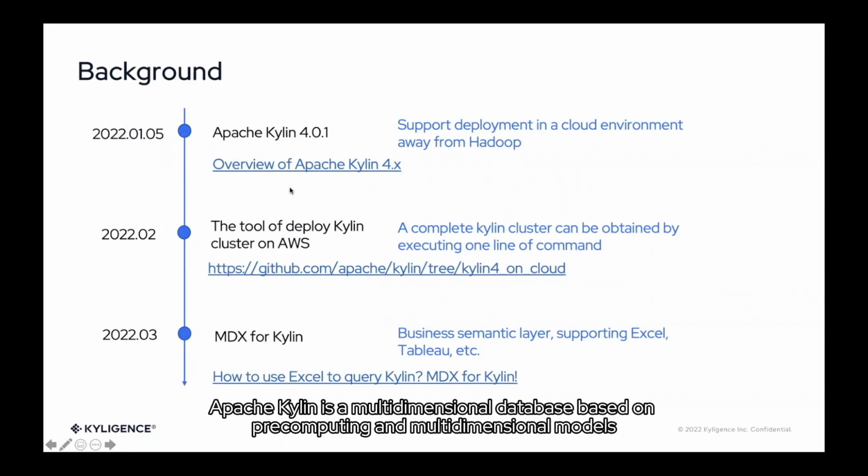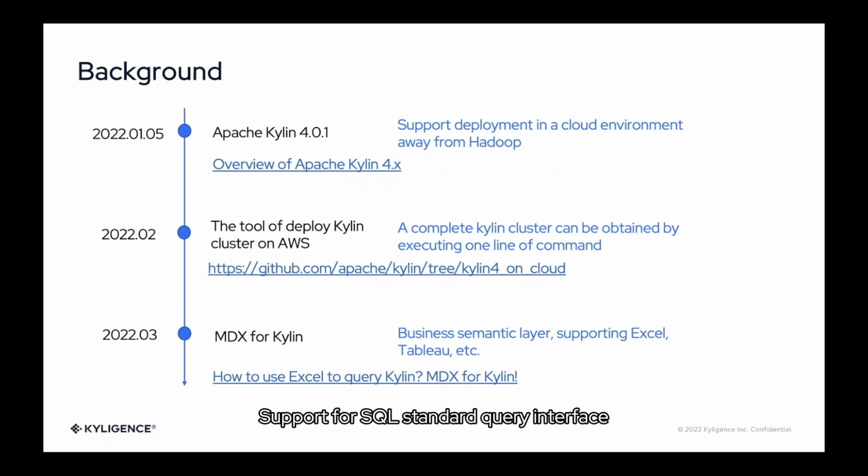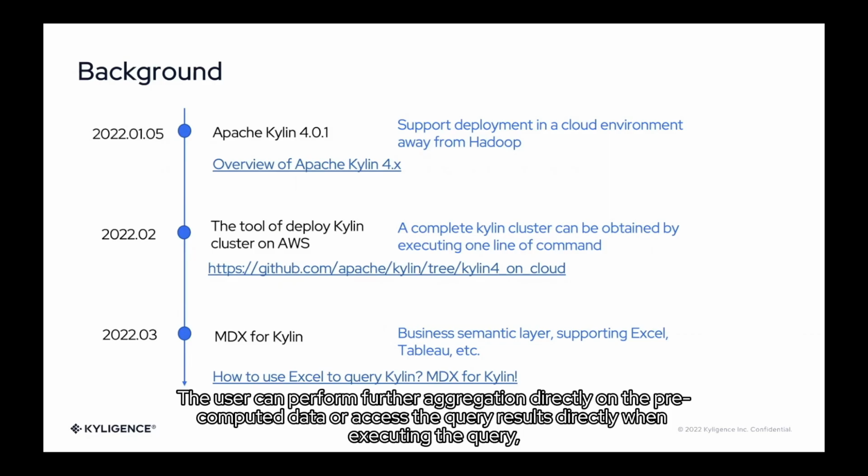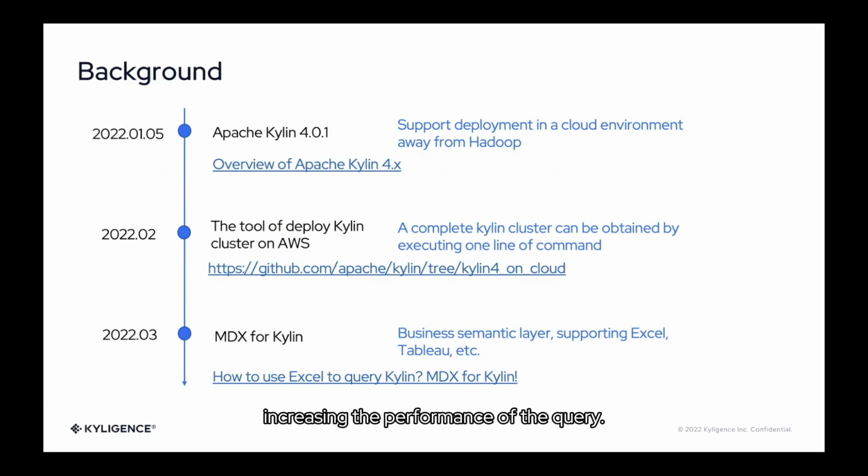Apache Kylin is a multidimensional database based on precomputing and multidimensional models. Support for SQL standard query interface. In Kylin, users can define table relationships by creating models, and define dimensions and measures by creating cubes. Pre-calculate the data to be aggregated by building a cube and save the pre-calculated data. The user can perform further aggregation directly on the pre-computed data, or access the query results directly when executing the query, increasing the performance of the query.